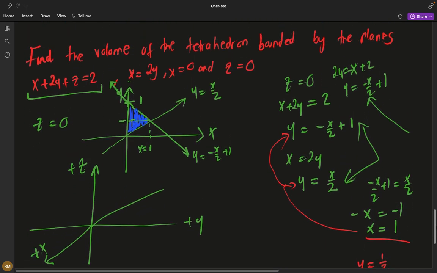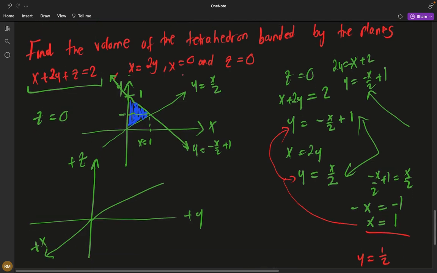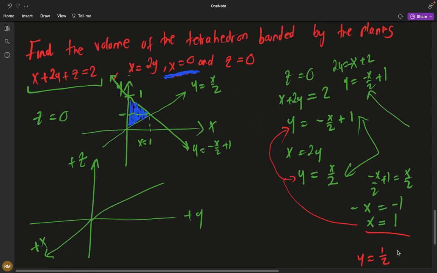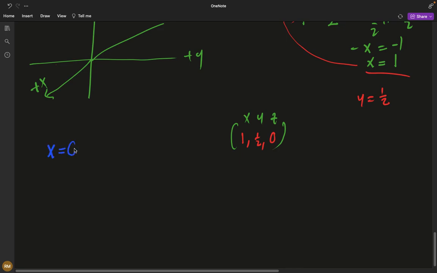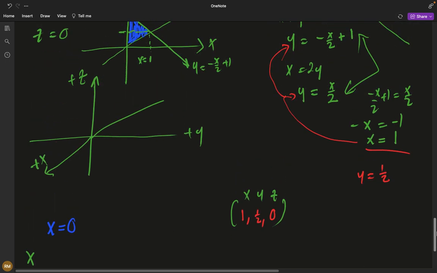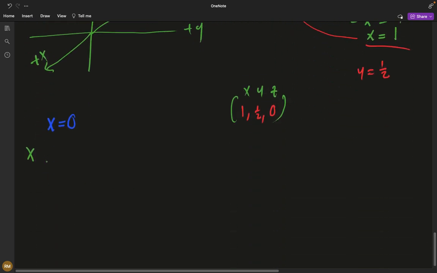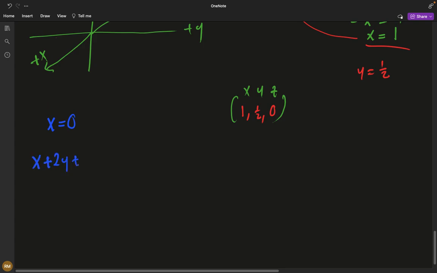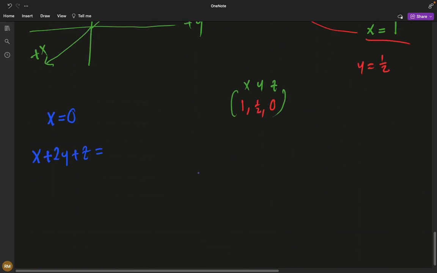And to find another coordinate, we are given that x = 0. If x = 0, then using our plane x + 2y + z = 2, that means we'll just have 2y + z = 2.